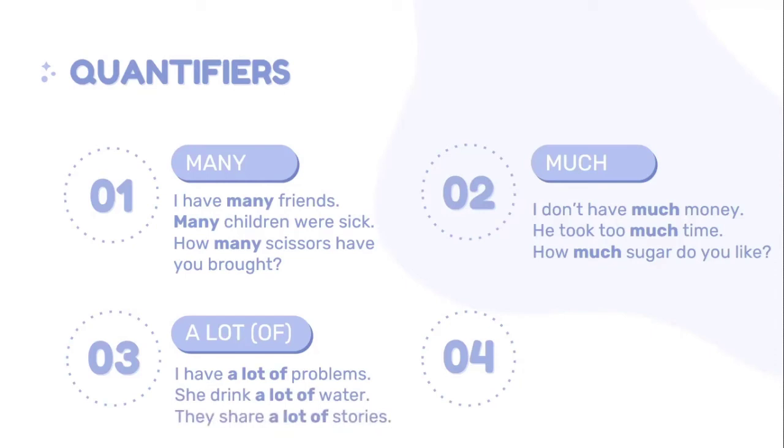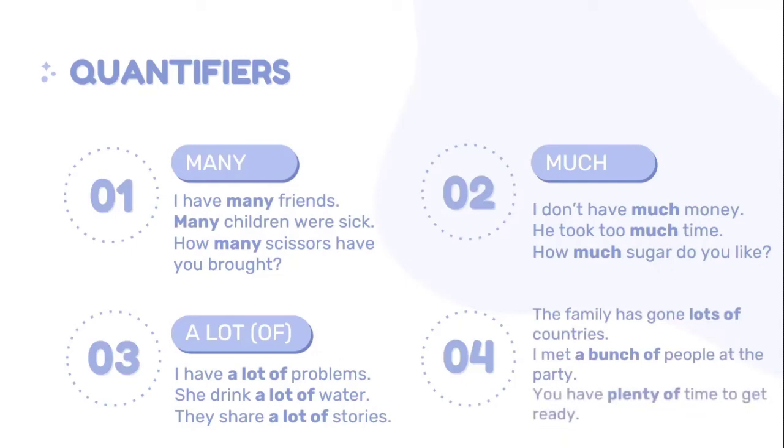So basically there are a lot of quantifiers besides these examples. Some of them can be used to explain the total for countable nouns or uncountable nouns. For example, the family has gone to lots of countries. Or I met a bunch of people at the party. You have plenty of time to get ready. So these expressions have the same meaning as a lot of, the informal form of many and much.